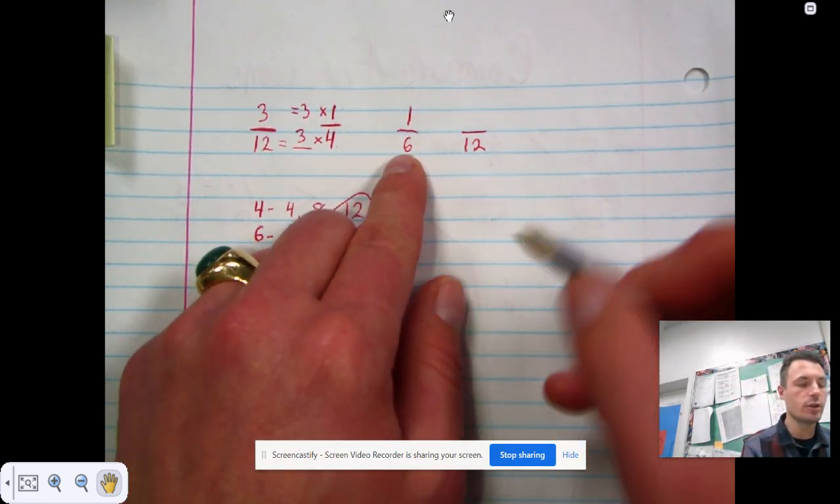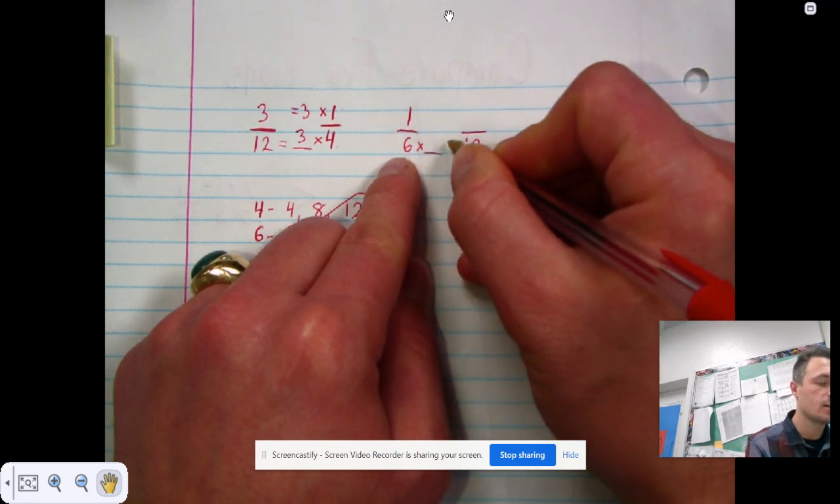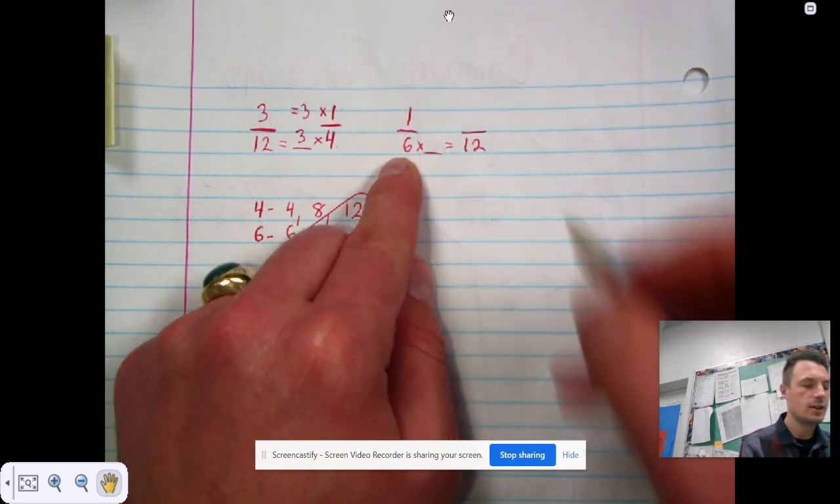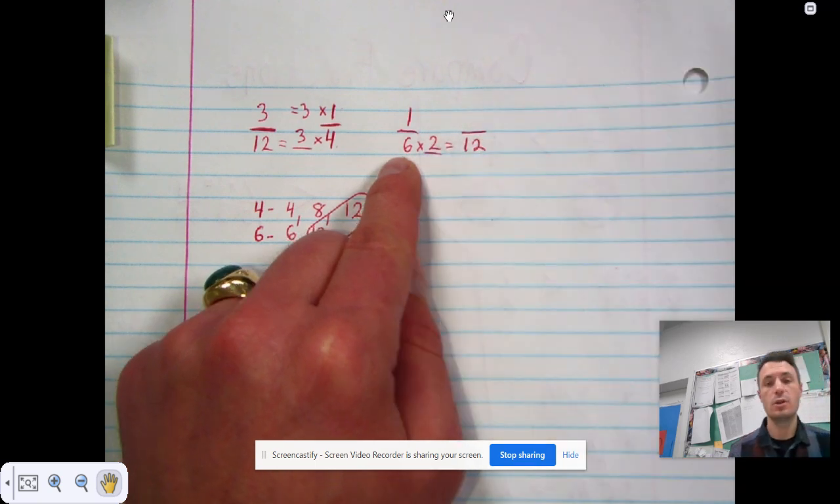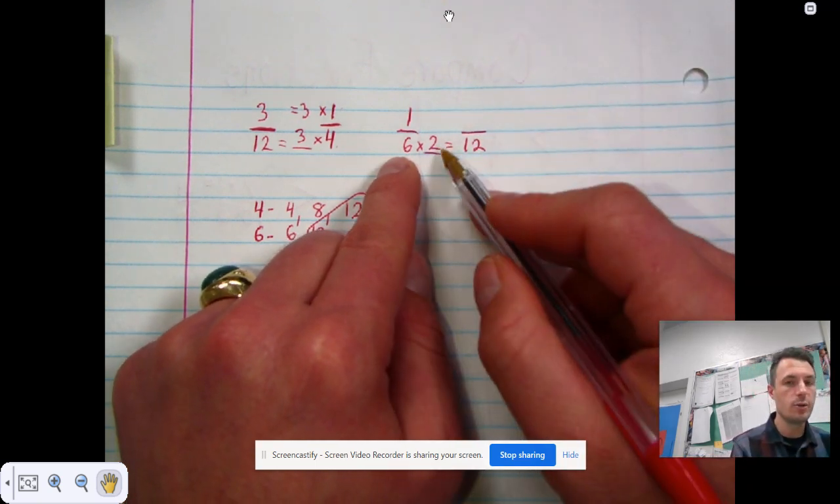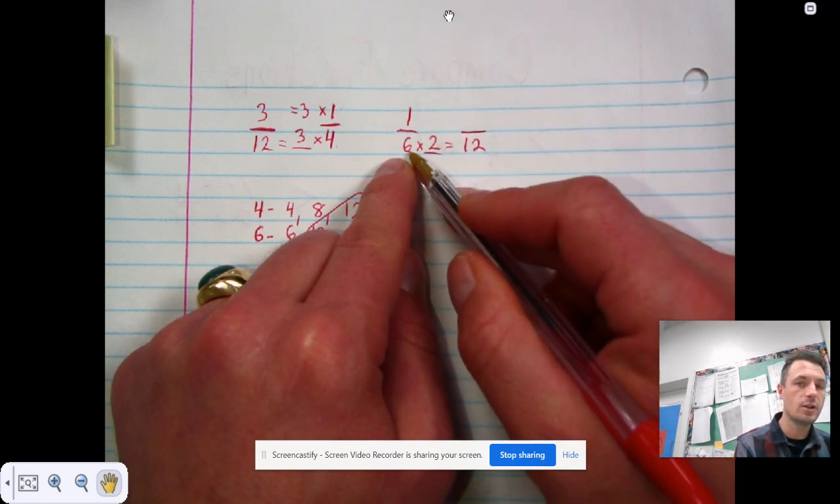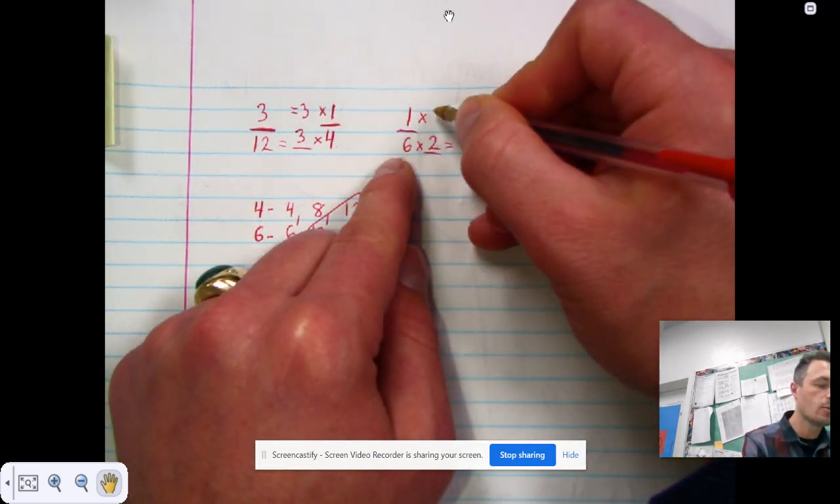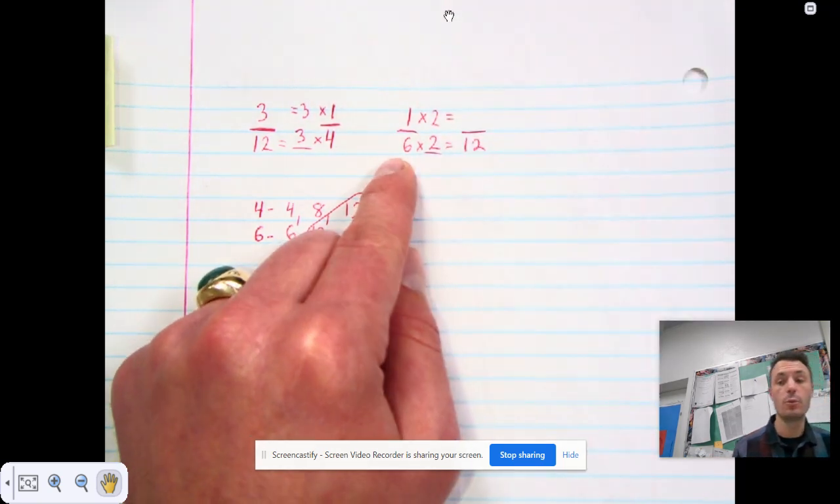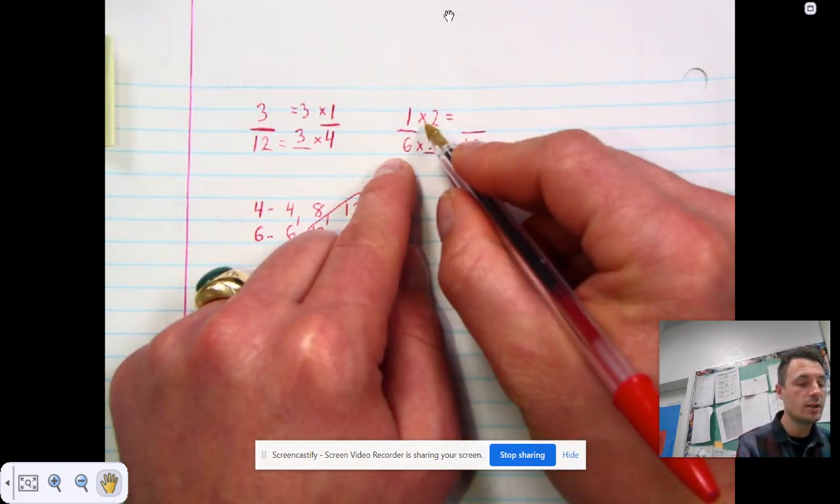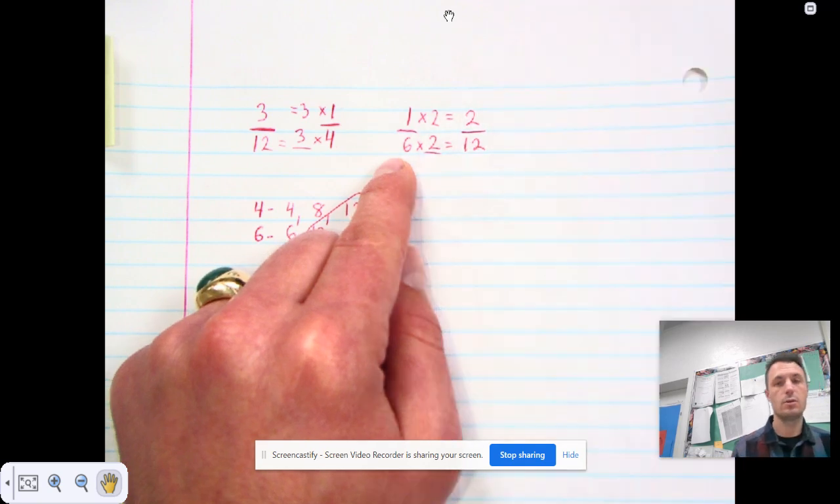Now we do the same thing over here. What times 6 equals 12? 6 times 2 equals 12. Whatever you do to the bottom, you have to do to the top. We multiplied 2 times the denominator. Now we have to multiply 2 times the numerator. 1 times 2 is 2.